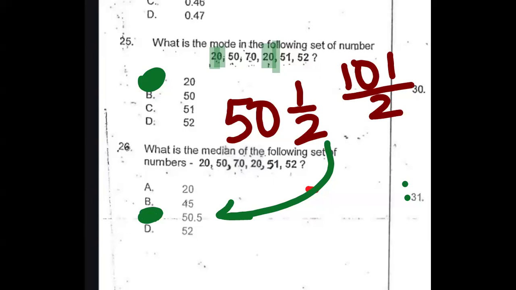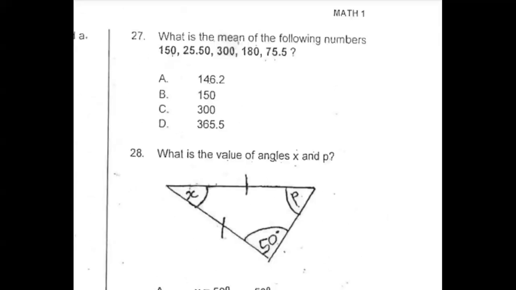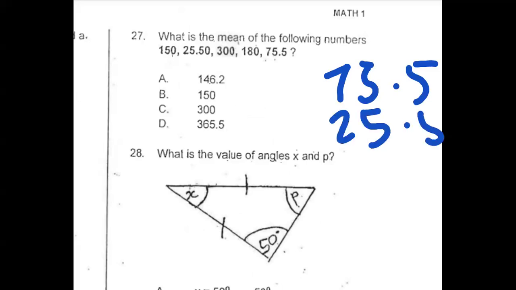All right then. So let's move on to that. Okay. All right. What's the mean of these numbers? Okay. We need to have 75.5. Add that to 25.5. So that's going to be 101, right?